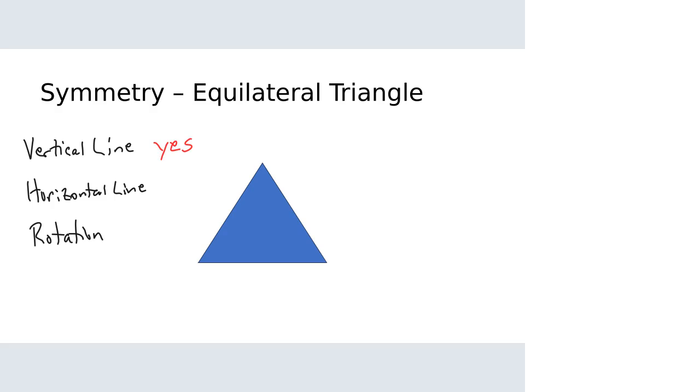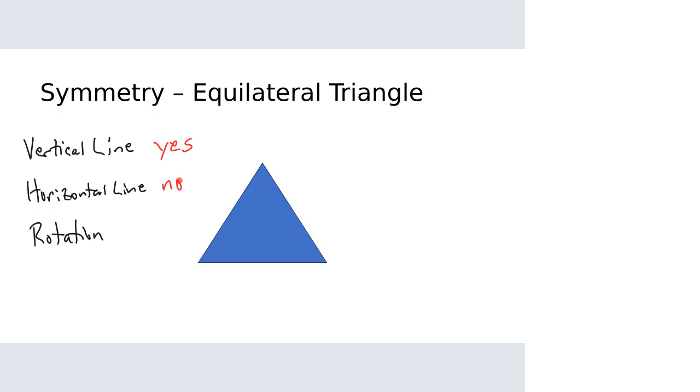Here's what I mean by that. Horizontal line symmetry. If I try to draw a horizontal line through this thing, now if I try to fold it on itself, I'm not going to get the same figure. I'm still going to have an equilateral triangle, but this new triangle that I'm going to make, if I were to do a reflection across that line, my triangle would be oriented this way. And so it doesn't land on itself. So no, we do not have horizontal line symmetry here.